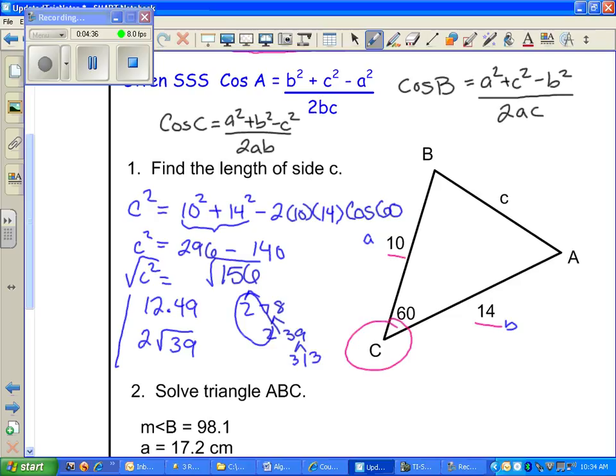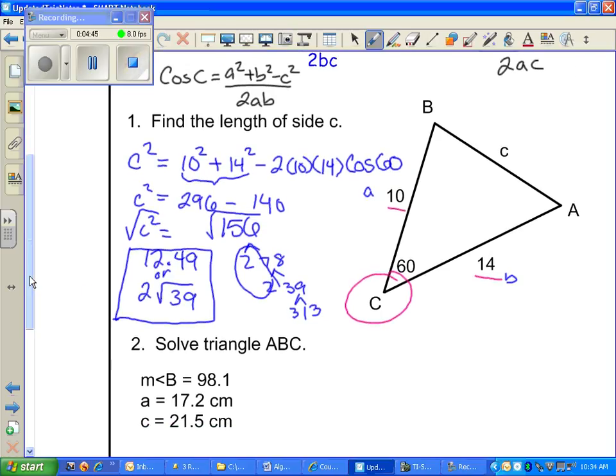Depending on what your worksheet asks you to do, it'll probably tell you how many decimal places to round to, but if it wanted an exact answer, you would need that radical form. So that's C, and that's all that we were having to find on that problem using the law of cosines.